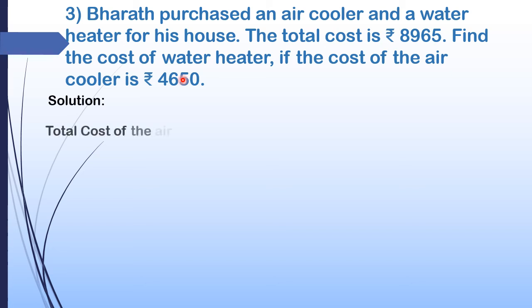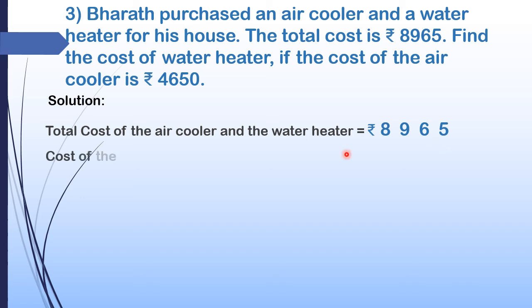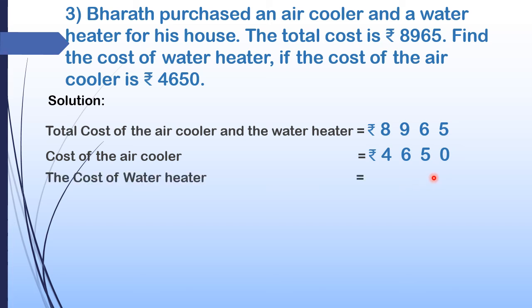So solution, the total cost of air cooler and the water heater is equal to rupees 8,965. Then the cost of the air cooler is equal to 4,650. Now the cost of water heater is equal to, so we have to subtract. So 5 minus 0. If you subtract 0 from any number, you get the same number. So 5 minus 0 is 5.